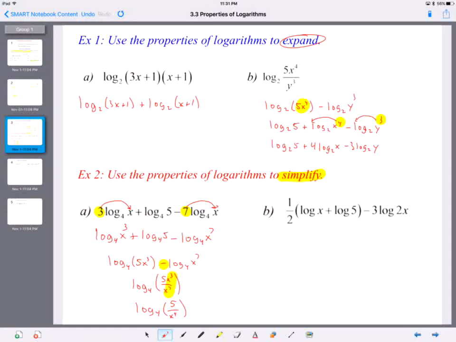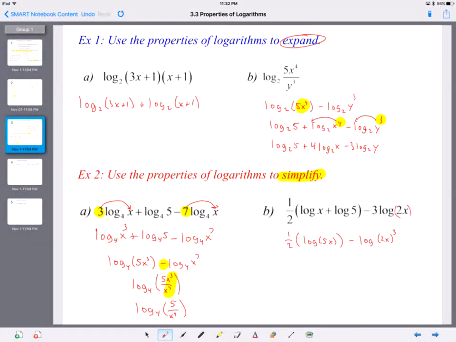Same thing on the next one, b. What do I need to do here? Well, we have this 1/2, and a lot of you might want to distribute that 1/2 in, which would be okay, but let's go ahead. It's kind of order of operations. Let's do what's inside the parentheses first. And since you're adding, that means we are going to multiply. And that 3 we're going to have to move to the exponent. And it's 2x here, so you're going to have to raise it to the 3rd power.